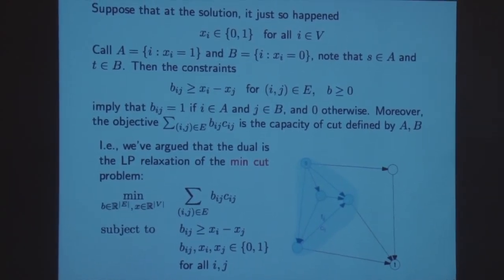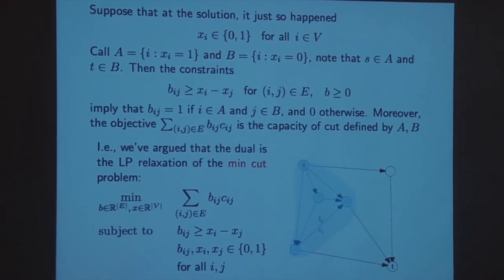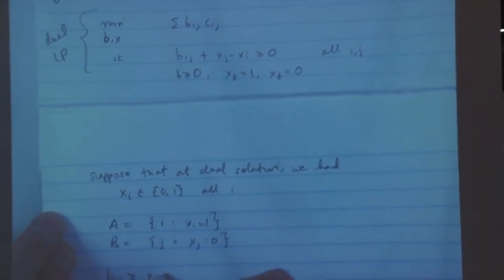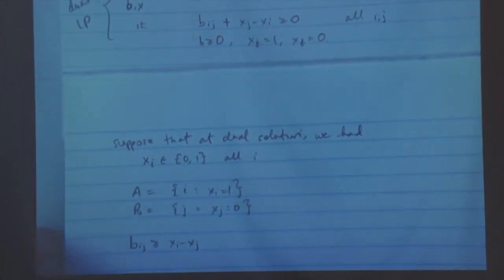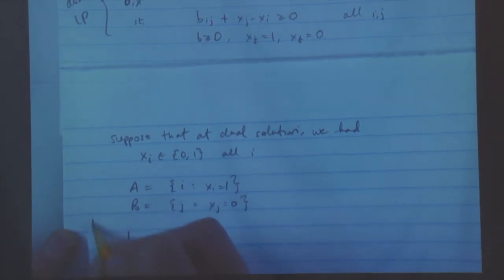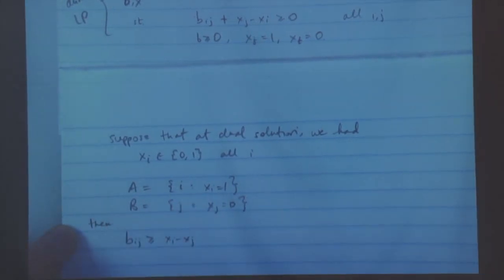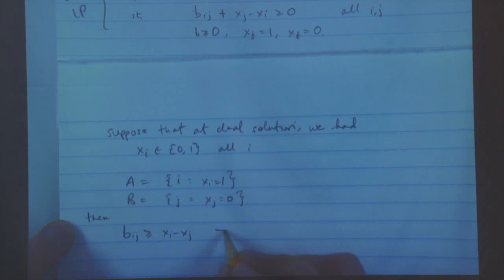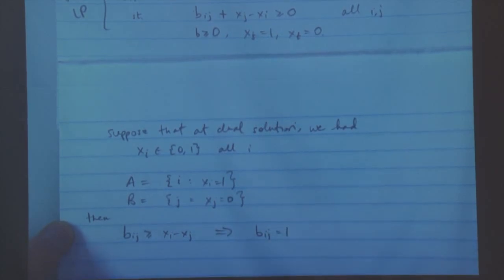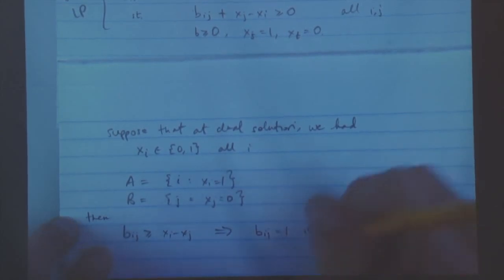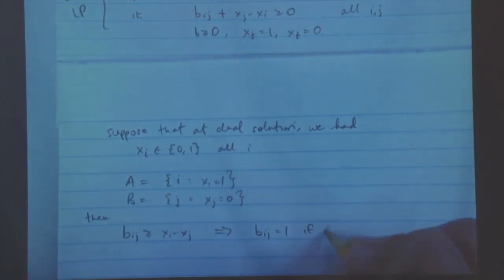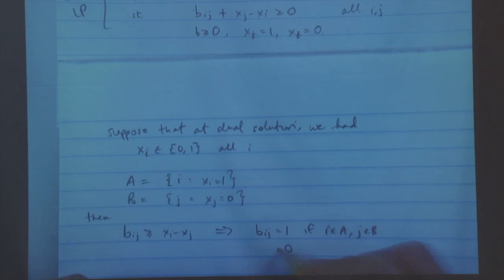Then if you look at this constraint up here, bij being bigger than or equal to xi minus xj, in this case, that tells us that we're going to have bij being equal to 1 if i was in A and j was in B, and it's equal to 0 otherwise.